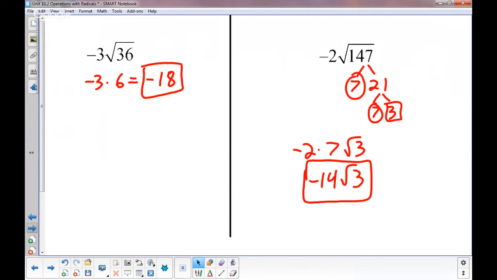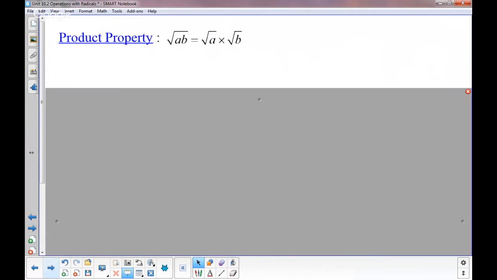All right. Hopefully everyone is comfortable with that. A little review from last class. So the first thing we're going to get into is what is called the product property. These all deal with radicals. And the product property can work both forward and backwards.